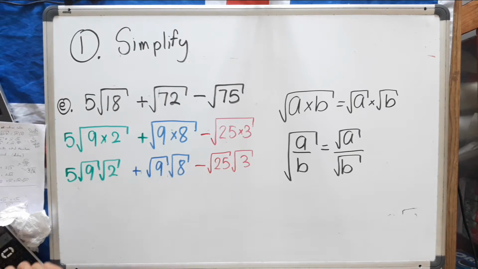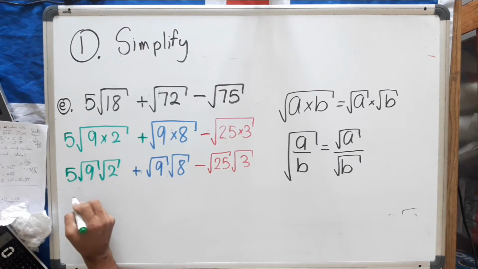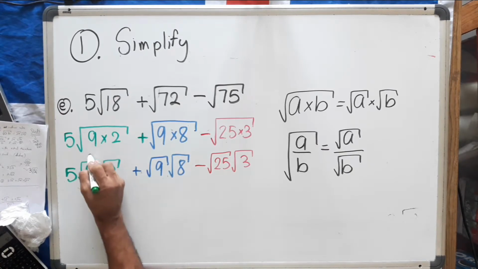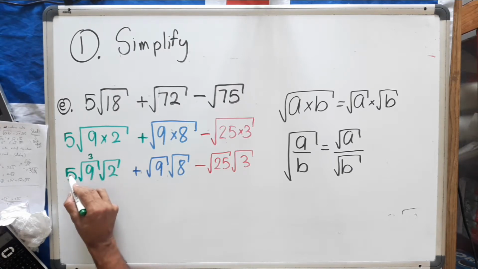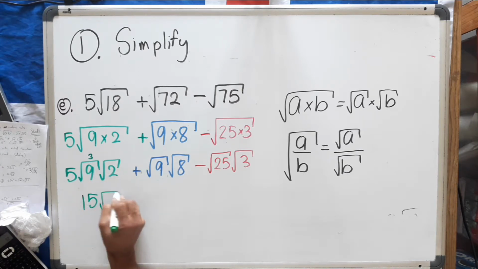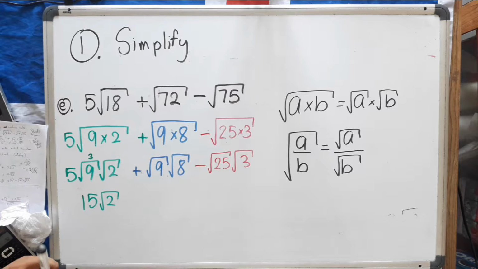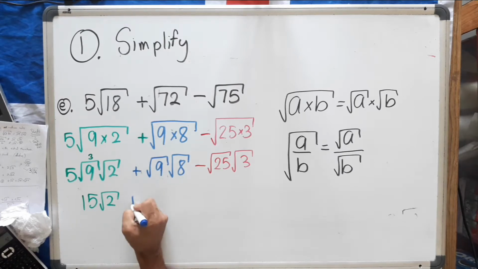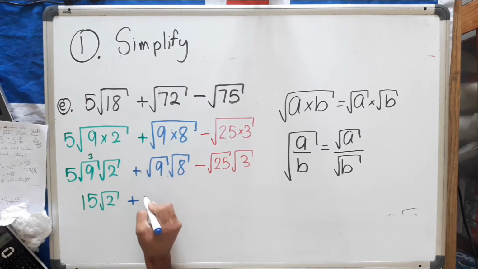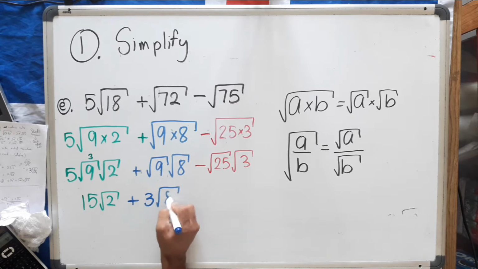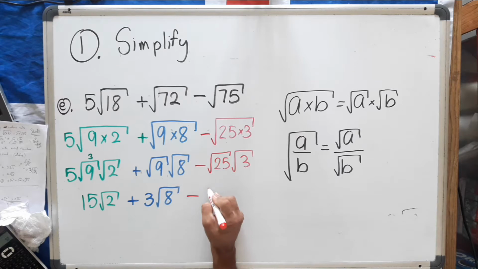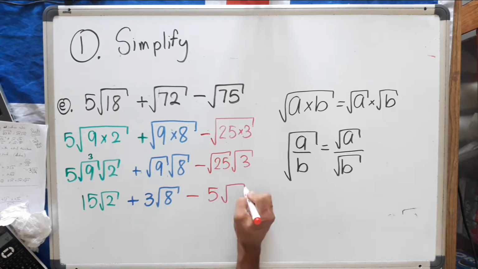All right. So let's go. Square root of 9 is 3. So let's write this here. When you square root the 9, you get 3. The 3 can be immediately multiplied by the 5. So 3 by 5 is 15. And you have the square root of 2 here. Plus the square root of 9 is 3. So we put 3. And we have the square root of 8. Then square root of 25 is 5. And then we have the square root of 3.